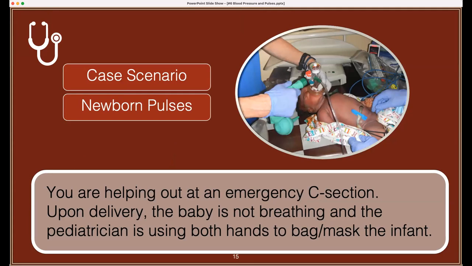Okay, so what about newborns, infants? So you're helping out an emergency C-section. Upon delivery, the baby is not breathing, and the pediatrician is using both hands to bag and mask the infant. As a matter of fact, this is a picture of me doing a newborn resuscitation. This is in a low resource setting. So both my hands are being used, and I'm asking my assistant to please check the pulse to check how well the baby's doing.